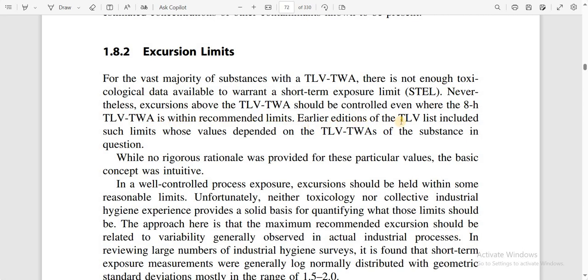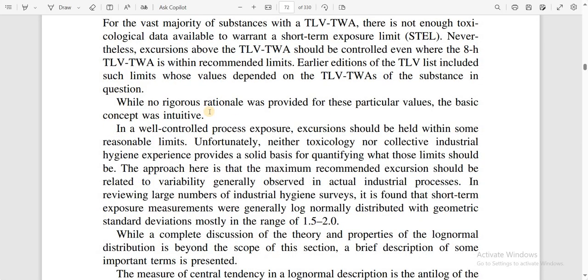Earlier editions of the TLV list included such limits, whose value depended on the TLV-TWA of the substance in question. While no rigorous rationale was provided for these particular values, the basic concept was intuitive. In a well-controlled process, exposure excursions should be held within some reasonable limits.